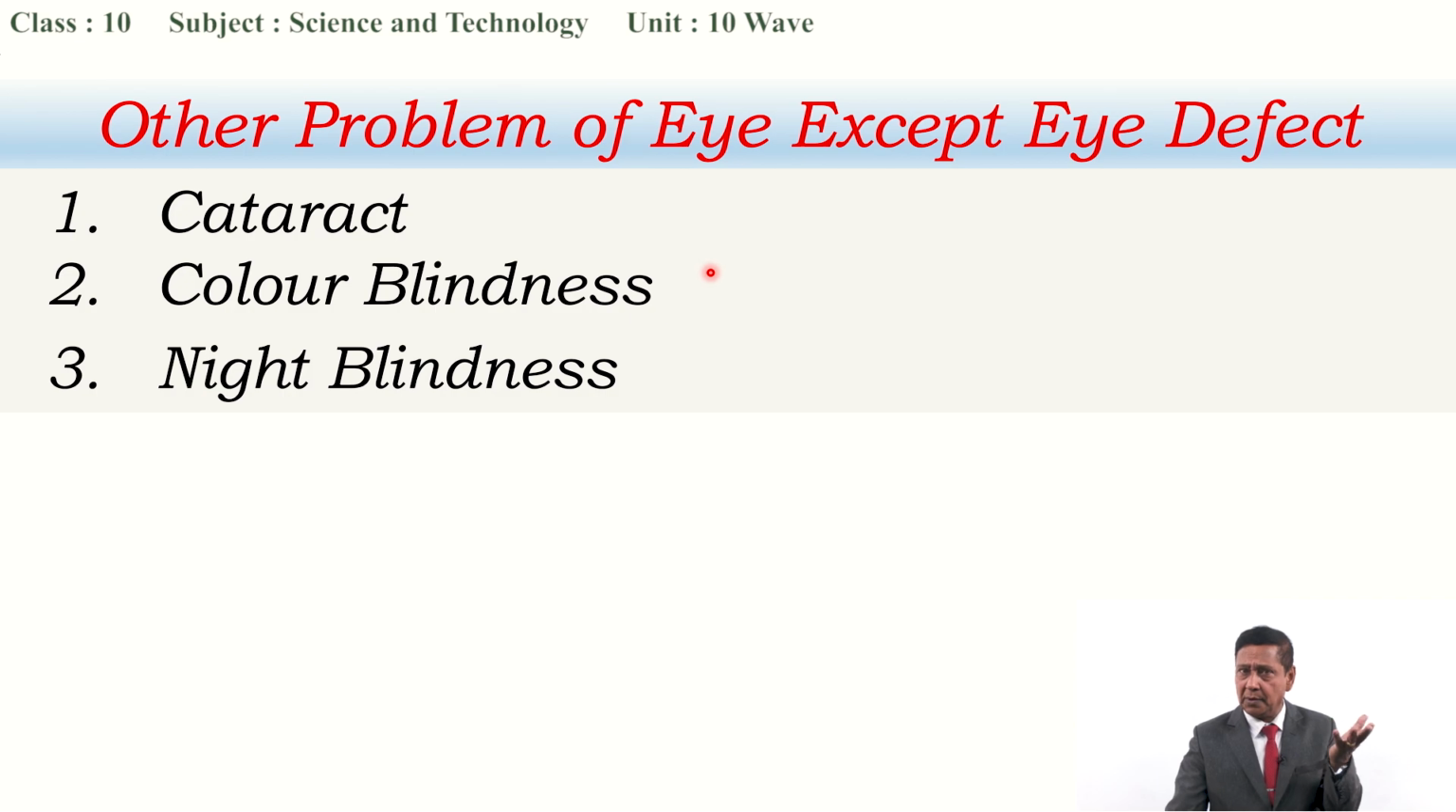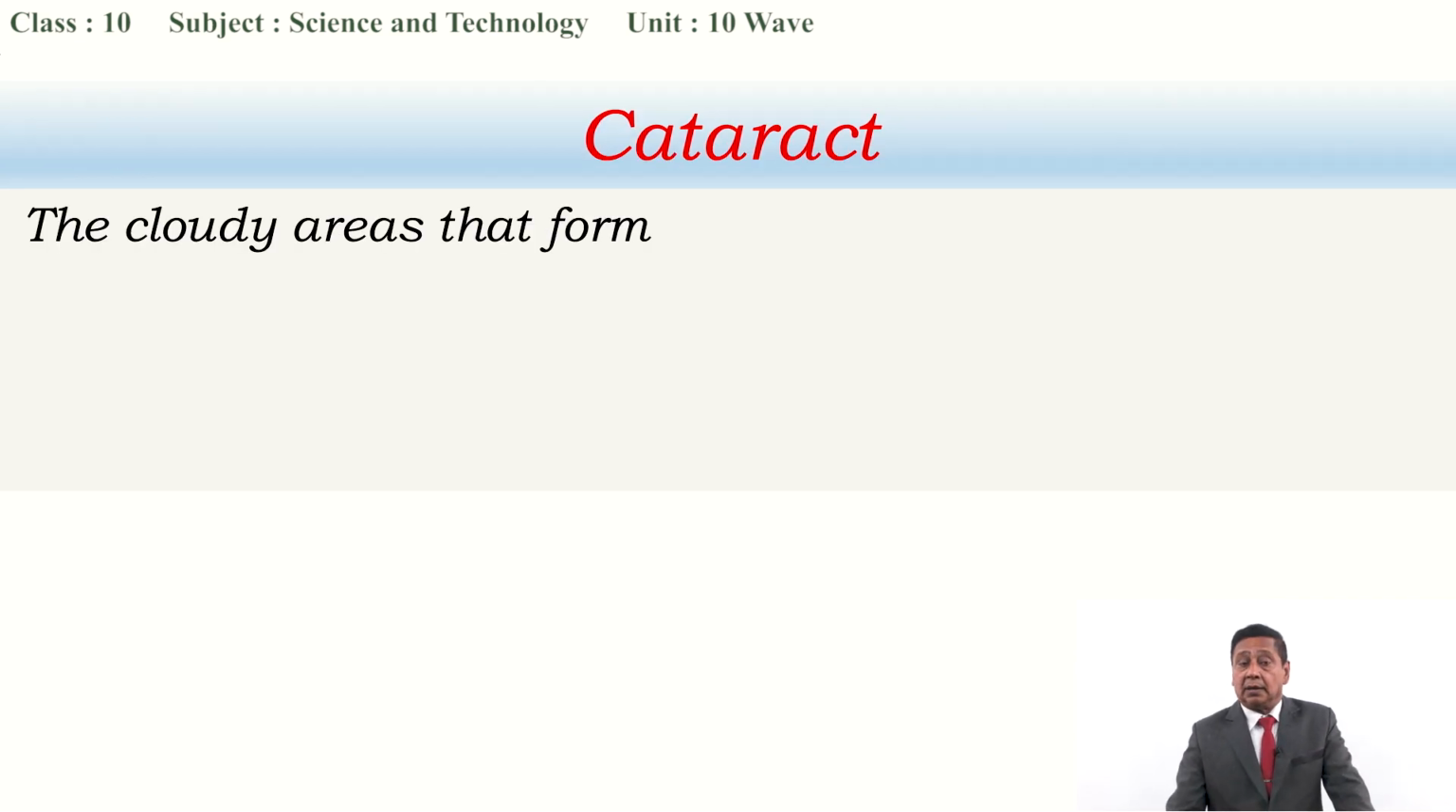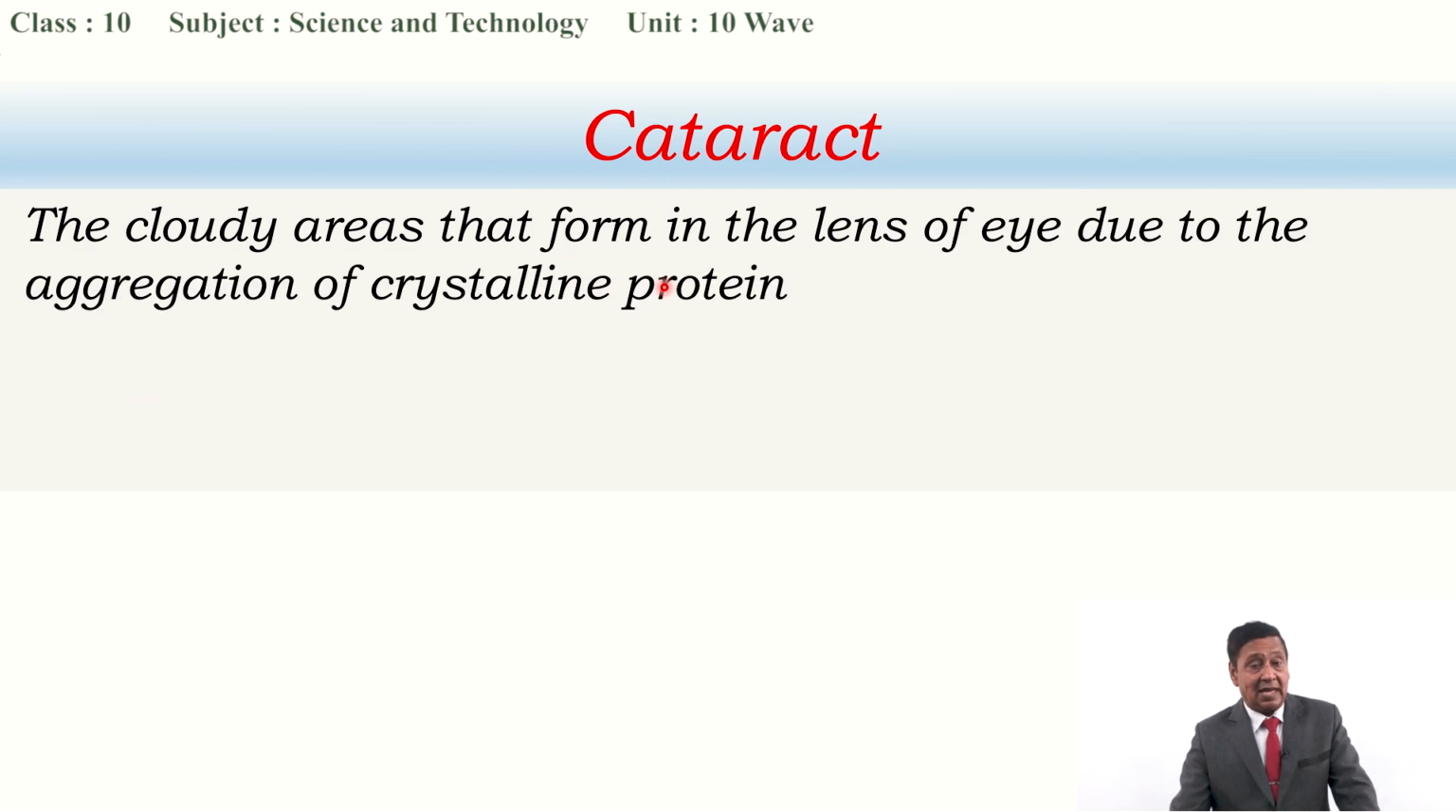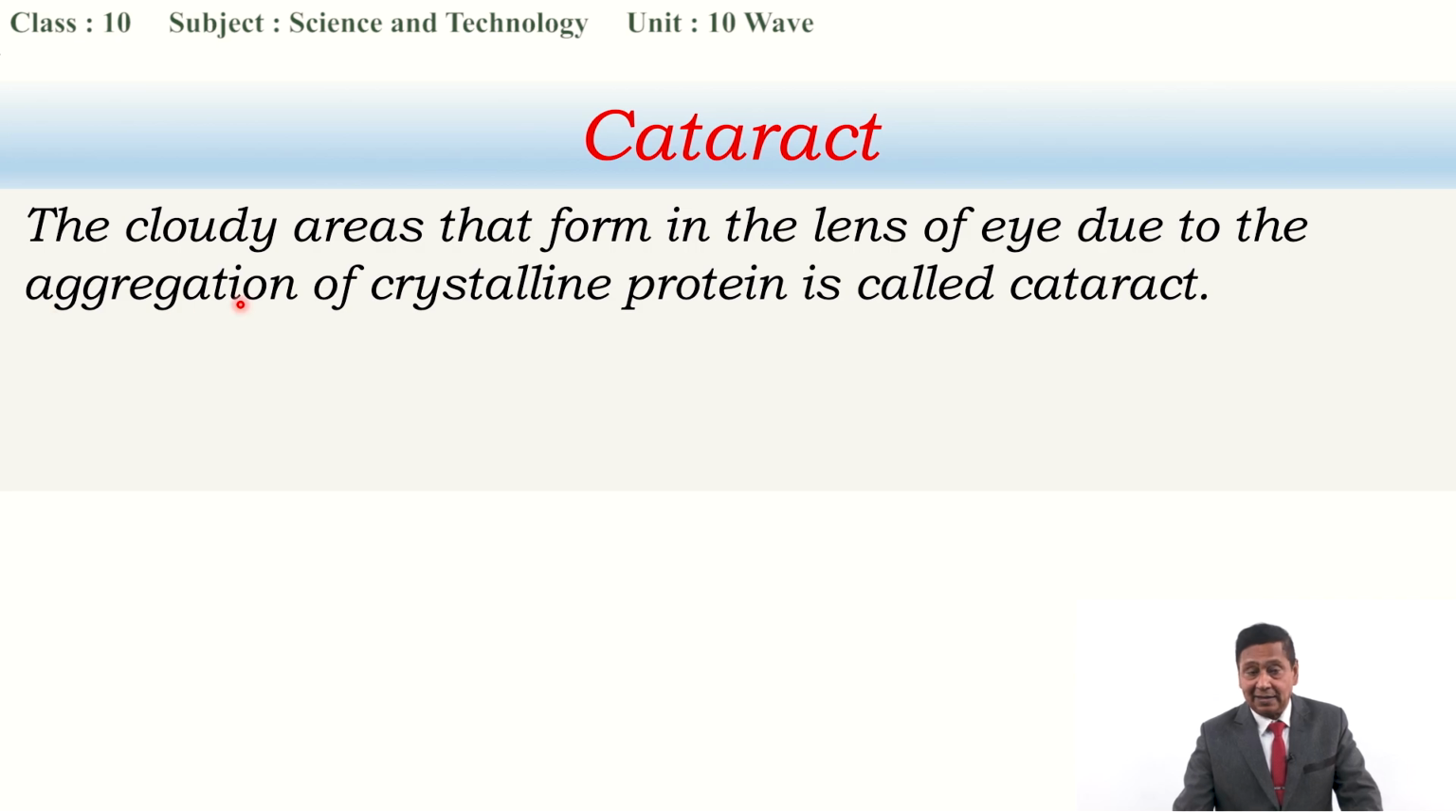I think you have heard about this, moti bindu, isn't it? Cataract, and color blindness, where a person cannot recognize colors properly, and night blindness, where at night a person cannot see objects clearly. Let's have a detailed idea about each of them. At first, cataract. The cloudy areas that form in the lens of the eye due to the aggregation of crystalline protein are called cataract.